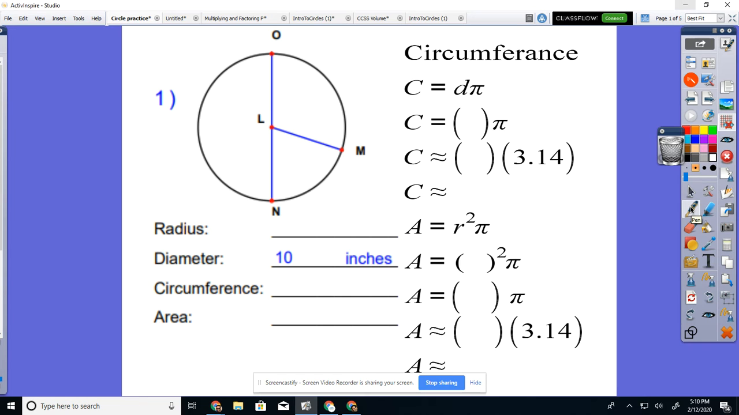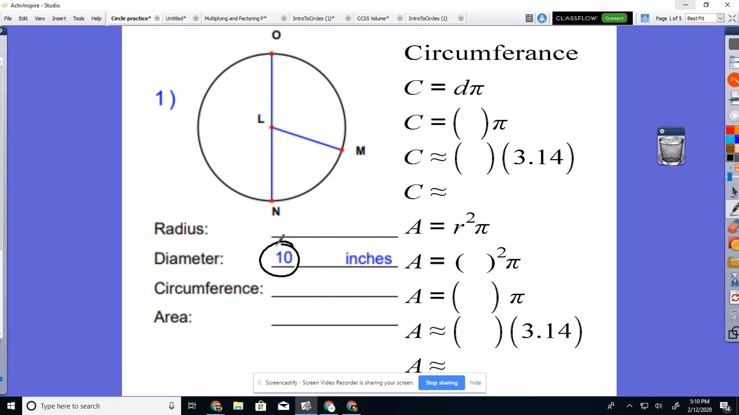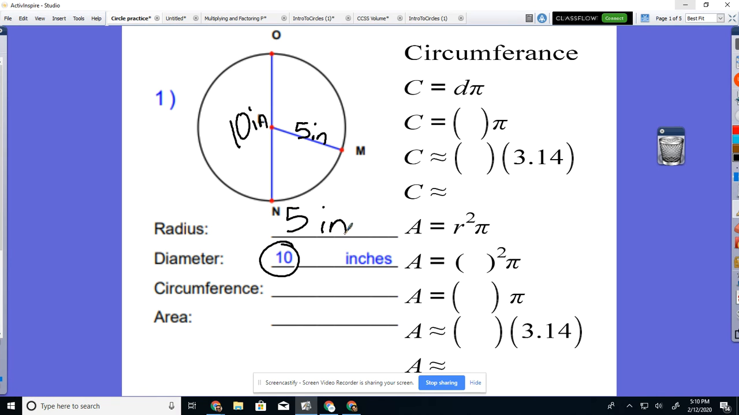So here we have a diameter of 10 inches. Some students are struggling with the idea that if we have a diameter of 10 inches, that means you have a radius of 5 inches. Understanding that a radius is 1/2 of the diameter, and that a diameter is twice the length of a radius. And we need radius in order to find area.